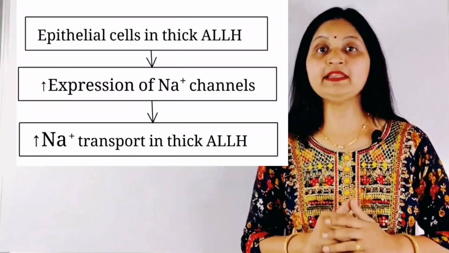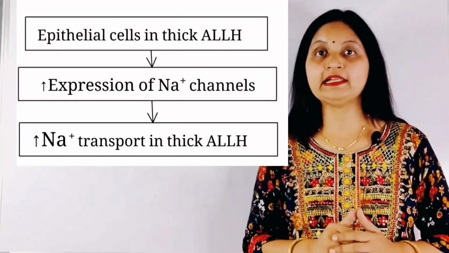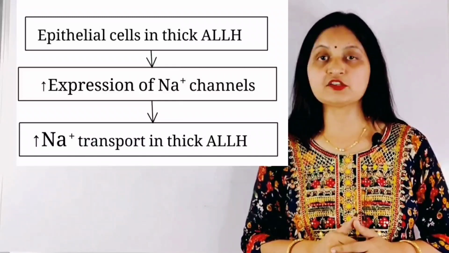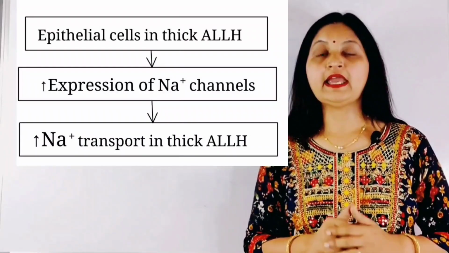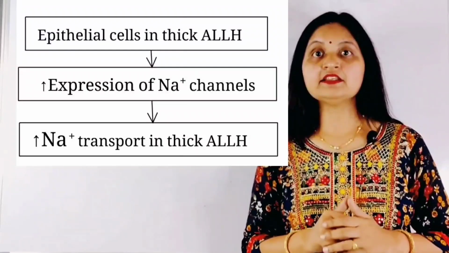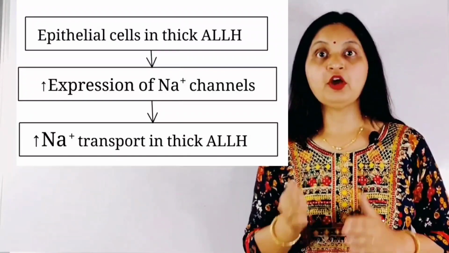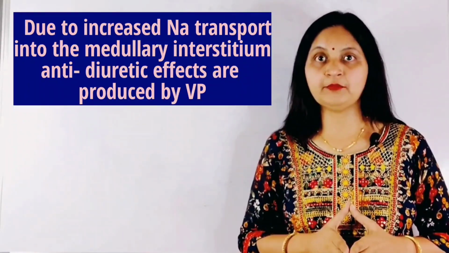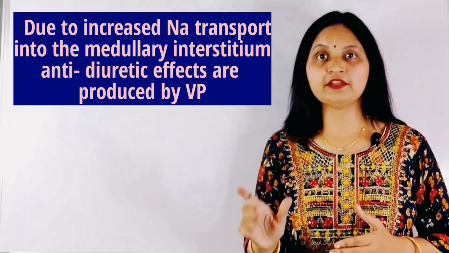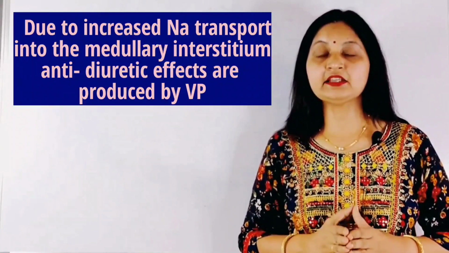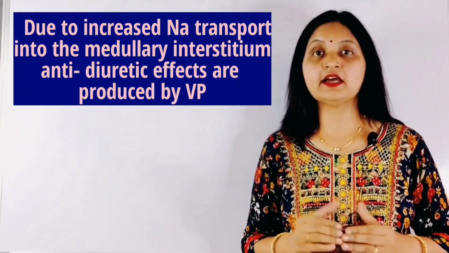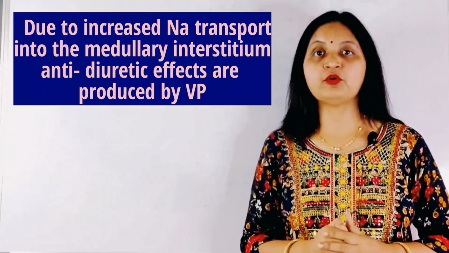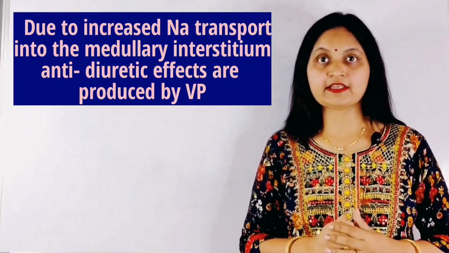Thirdly, vasopressin acts on the epithelial cells of the ascending limb of loop of Henle. This causes increased expression and translocation of transporters, that is the sodium potassium chloride cotransporter, in the ascending limb of loop of Henle, and this causes increased reabsorption of sodium from the tubular lumen into the interstitium and decreases the excretion of sodium. So the effects are opposite to that of diuretics. So vasopressin, by increasing the expression of the transporters in the ascending limb of loop of Henle, increases the sodium transport and produces antidiuretic effects.